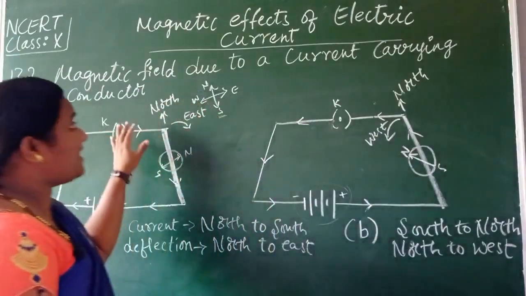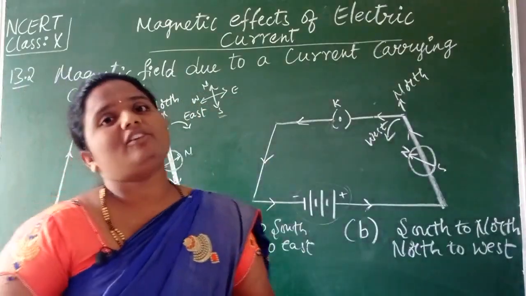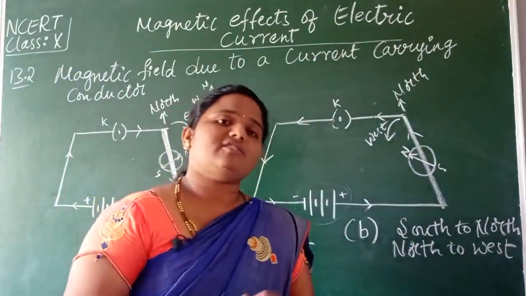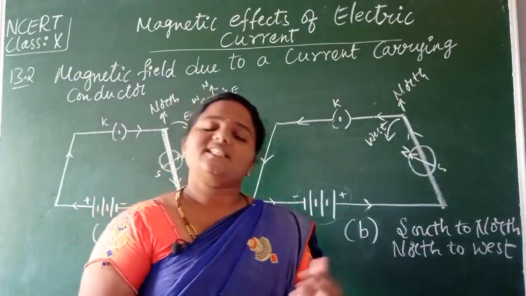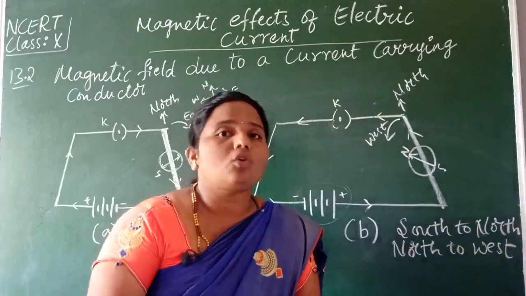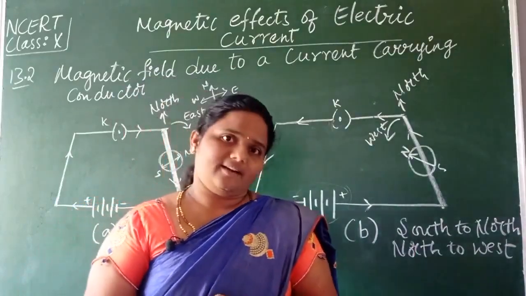Suppose the conductor is straight, what would be the direction of the magnetic field? Suppose the conductor is circular, then what is the pattern in that? And similarly, for a coil, that means a solenoid, we will learn what the pattern of the magnetic field is.